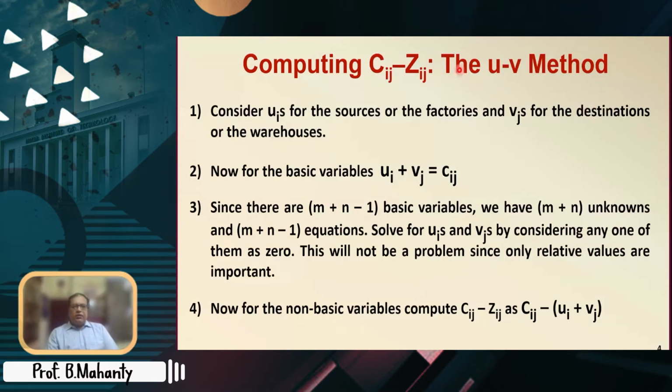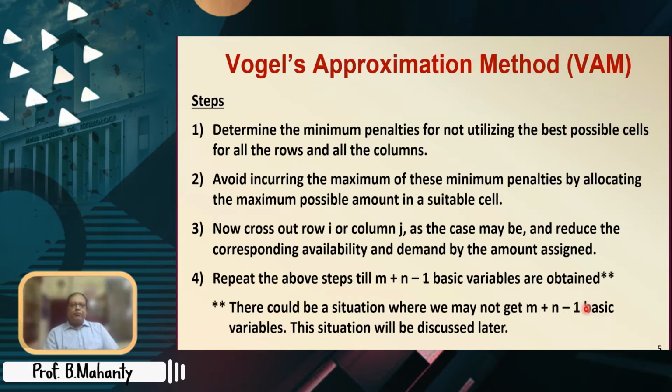And then we compute Cij minus Zij by the UV method, that for the basic variables ui plus vj equal to Cij, and there will be m plus n minus 1 basic variables, and for the non-basic variables it should be Cij minus (ui plus vj). All these rules remain intact, so there is no change in all these rules. And you will be surprised to know that even the Vogel coefficient rules are also going to be the same. So let us look at the Vogel approximation method once again.